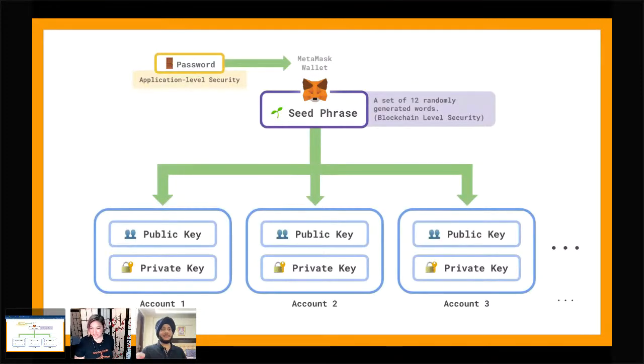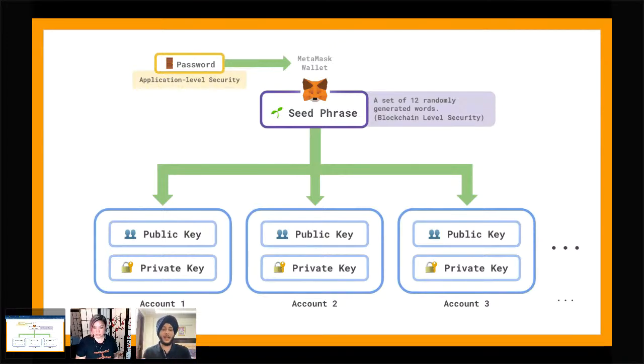So I have made this simple illustration or flowchart basically to make you better understand how MetaMask works. A password basically acts like an application level security, which provides you access to your MetaMask wallet on your device, be it your mobile phone or your laptop, if you're using an extension. And once you get access to your MetaMask wallet, you get access to your secret recovery phrase or a seed phrase, which is a set of 12 randomly generated words. And it provides you a blockchain level security, which in turn provides you access to your accounts, MetaMask accounts.